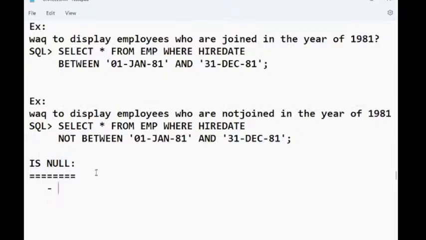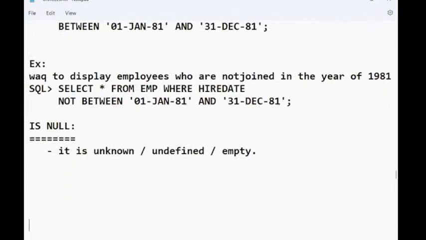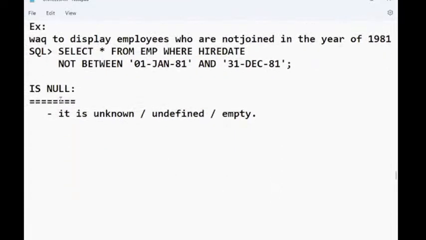If anybody asks you, null is called a unknown value. It's unknown, or else we can say it is undefined, or else we can say empty. So this is the null definition. What is null? Null is unknown, an unknown value or undefined value or empty block. That is what null means: unknown, undefined or empty.